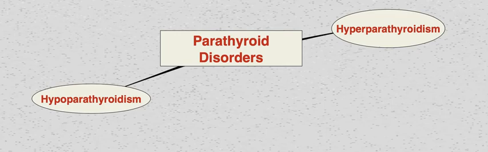So hypoparathyroidism can be life-threatening. So you have to be on your toes whenever you have a client with hypoparathyroidism.